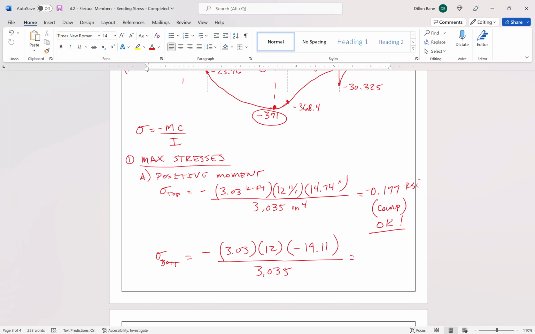We ratio this up, we get 0.229 positive KSI, right? This will be tension because it's positive. And the allowable tensile stress was 32 KSI, correct? So that means, again, we're okay here. That stress is very low compared to the allowable. So we're good at the location of positive moment.